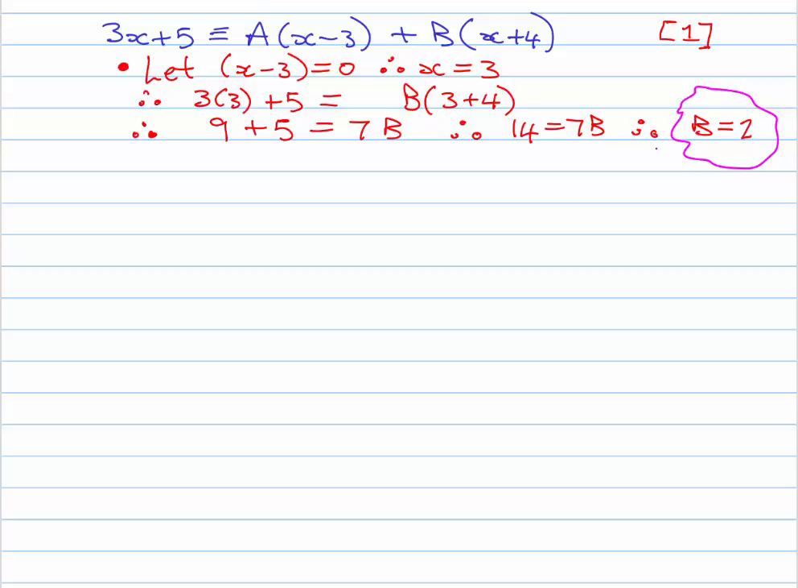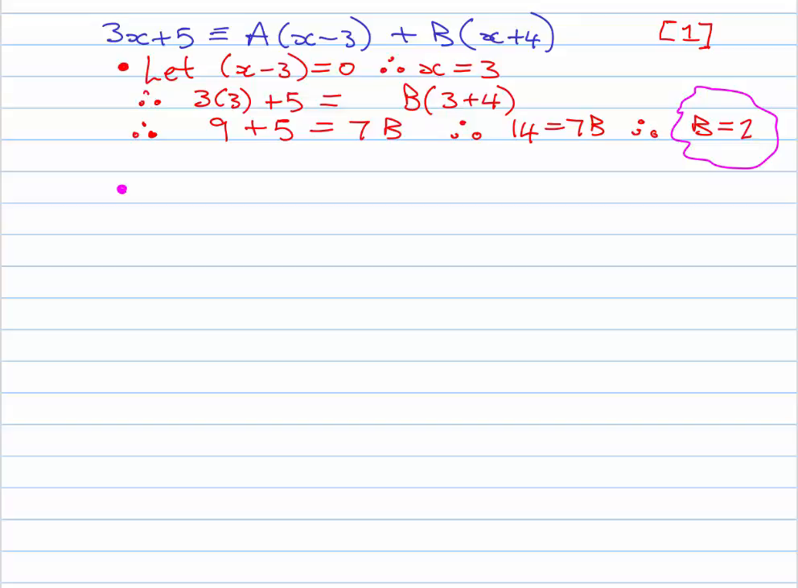Put a ring around that one. Okay, so b equals 2 is quite handy. Right, we picked on that bracket, and that was quite useful to make that bracket 0 because we found out that b equals 2. So why don't we pick on this other bracket here, x plus 4.